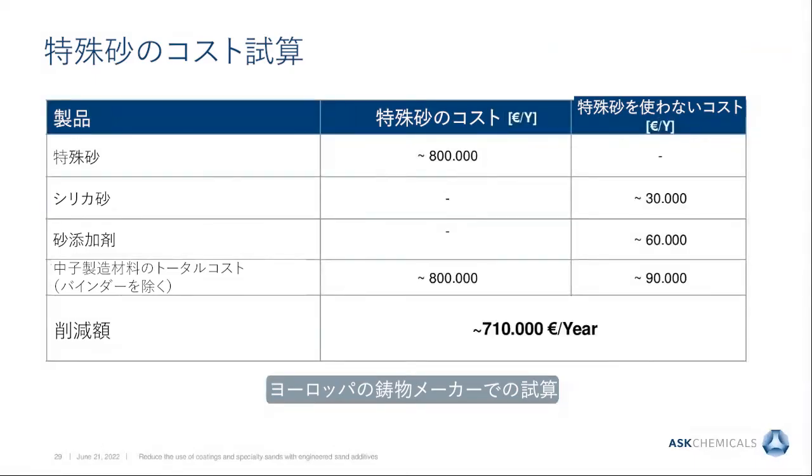And here, a very illustrative example of a European foundry. Before they used special sand in the value of 800,000 euro per year, we substituted it by silica sand and additive, which summed up to 90,000 euro. So at the end, they saved 700,000 euro per year. So it's a huge sum, 700,000 euro per year. Make use of it in your foundry.